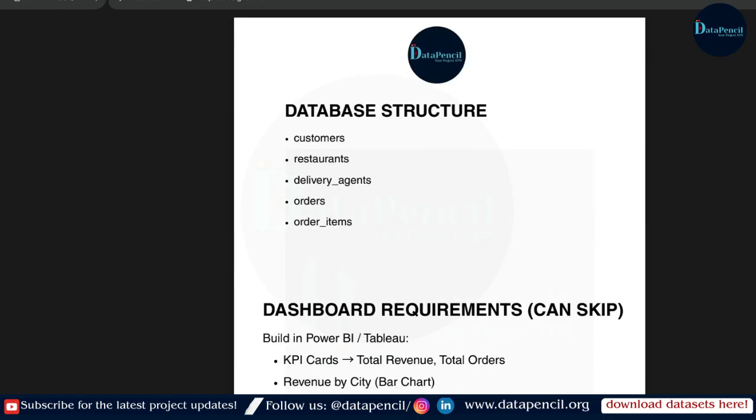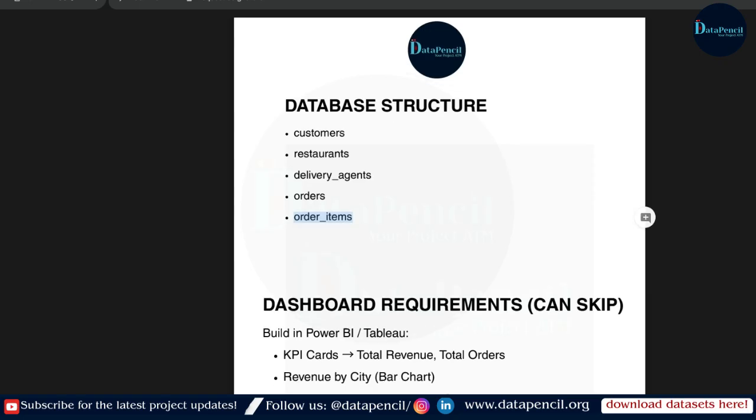All right, now this is our database structure. There will be a total of 5 tables: the customer table, the restaurants table, a table of delivery agents, then the orders table, and the last one will be the order items table, okay.